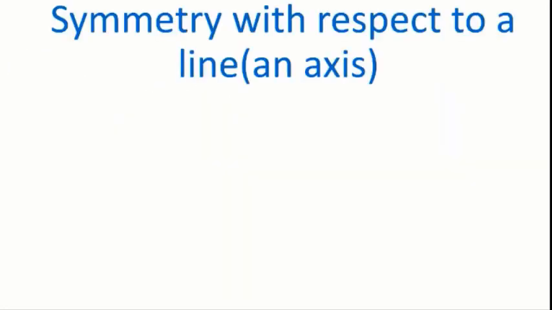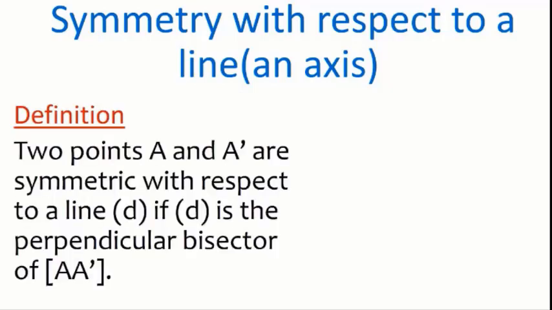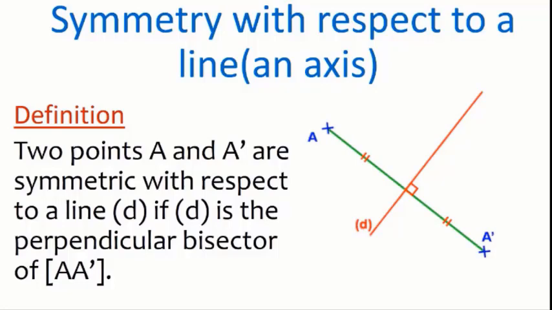Symmetry with respect to an axis or a line. Two points A and A prime are symmetric with respect to a line D if line D is the perpendicular bisector of the segment AA prime. Line D is called a line or an axis of symmetry.